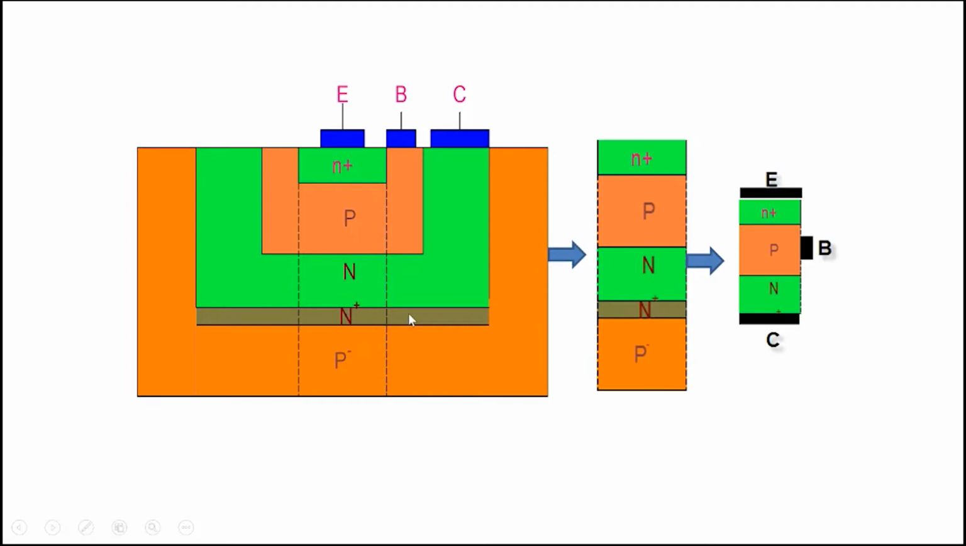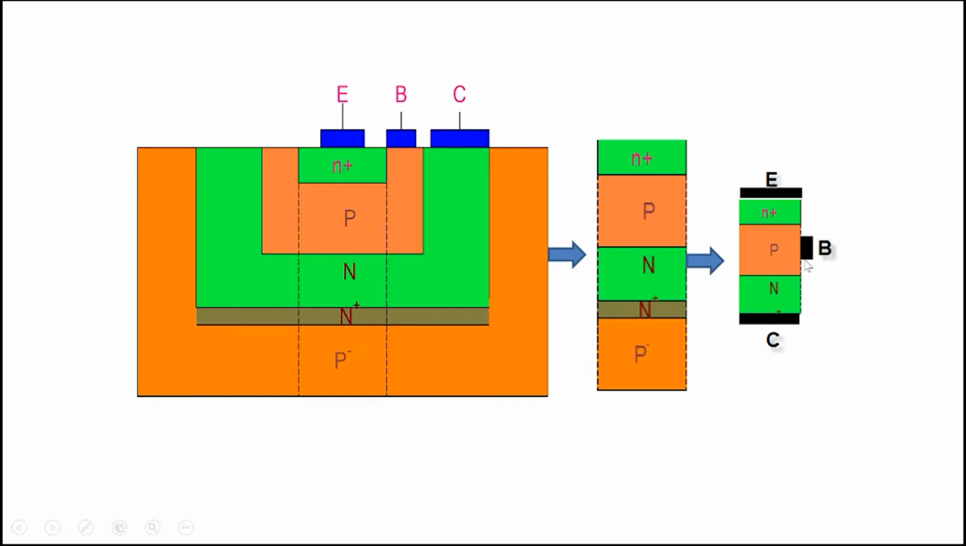And the role of N plus is to provide a low resistance path to the contact here. N plus here, and P is the starting substrate here. So we ignore N plus and P, and we remove it and we put a collector contact here. Note that the collector contact is actually here, but then this is connected through a low resistance part to this particular region here. So we put it over here.